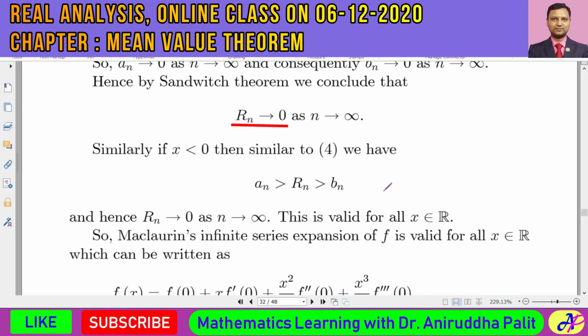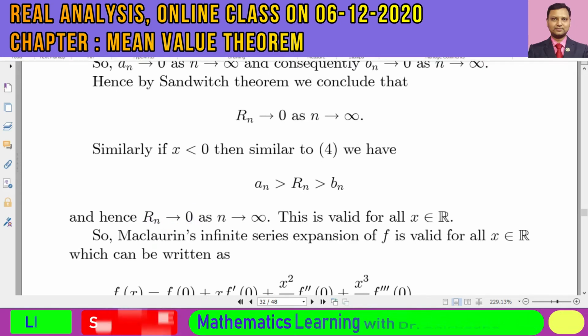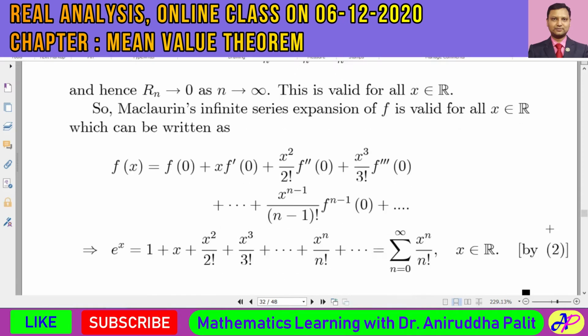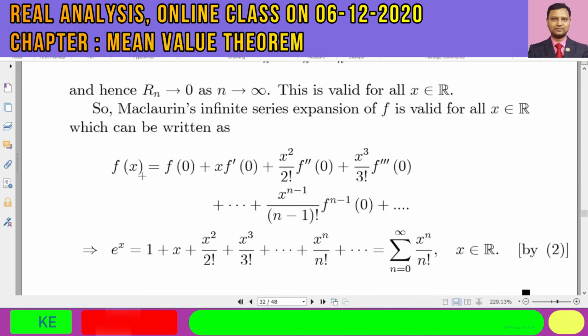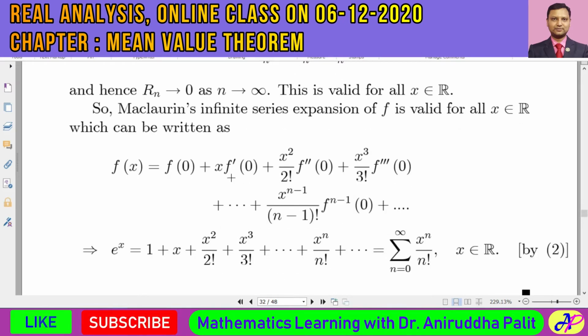Anyway, in both of these two cases, we can prove that Rn tends to 0 as n tends to infinity. That means all the requirements for application of Maclaurin's infinite series, or Taylor's infinite series in Maclaurin's form, are satisfied. Therefore, we can just expand it. f(x) is equal to f(0) plus x into f dash 0 plus x square by factorial of 2 into f double dash 0 in Maclaurin's form, and so on.